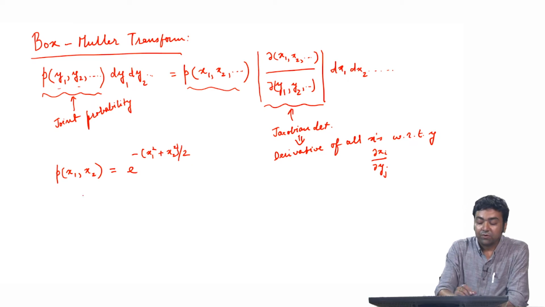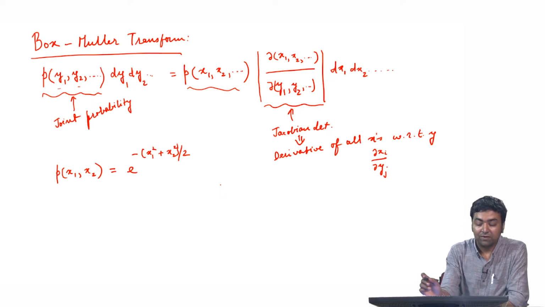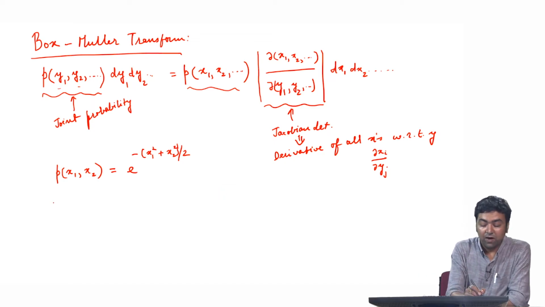So, this is the distribution which I want, and what I have in my hand is my random number generator, which gives me random numbers having uniform distribution. So, to simplify this, I will switch to polar coordinates.